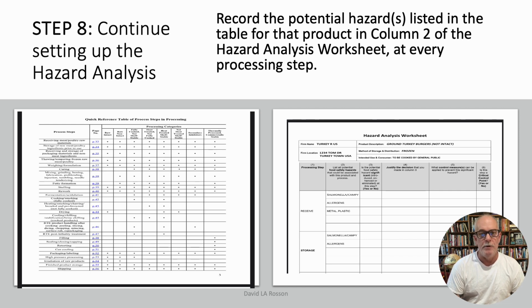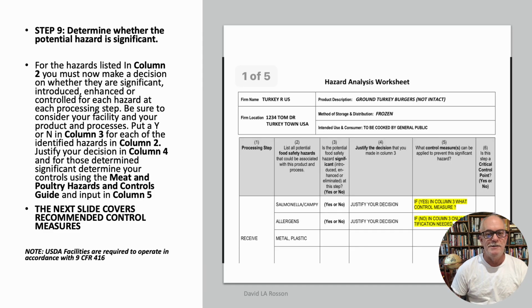We're doing HACCP here. We're on step 8 of 18 steps. You looked up the hazards. Now you got to take those hazards, put them on your form in column 2. We're getting ready to analyze them now. Step 8. All right, here we go. Step number 9. It's getting hard now.